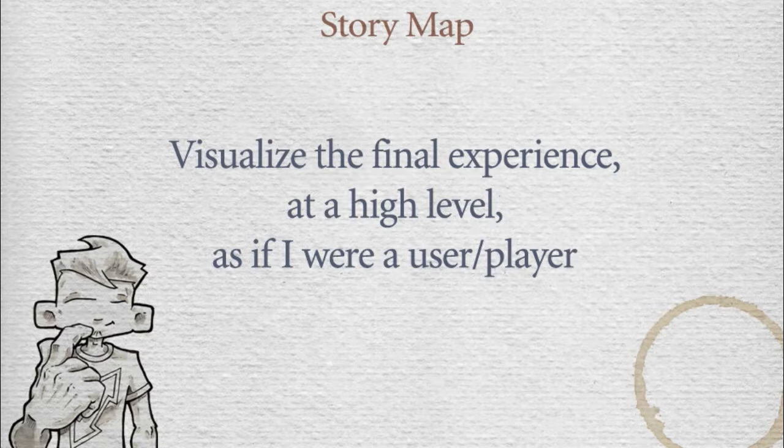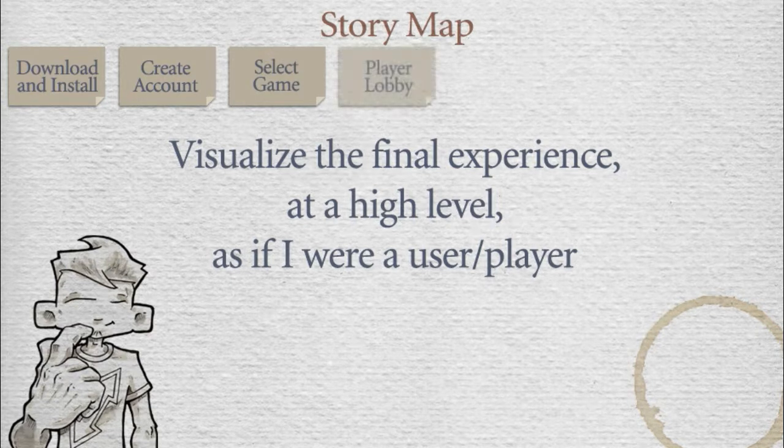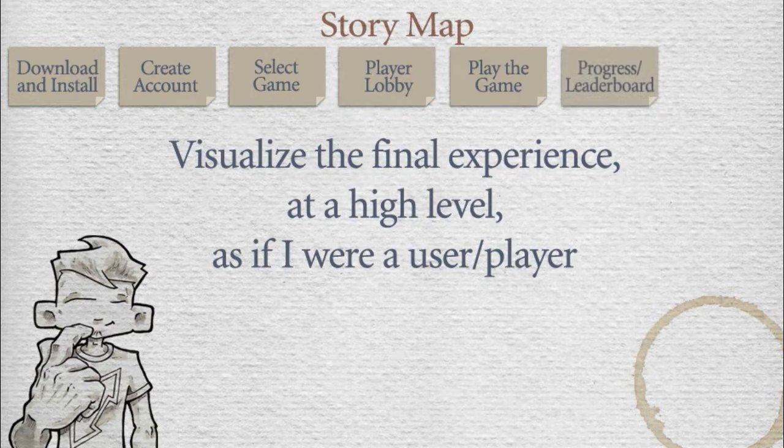So, as a player, I'm going to download the game off of Steam and install it onto my computer. I'm going to create an account for myself. I'm going to select the game that I want to play. Of course, that will launch me into the player lobby where I'm waiting to get my match set up with an opponent. Then I'll play the game. Once the game is over, there'll be some ending that'll show me my progress as an individual player and, of course, my place in the leaderboard.